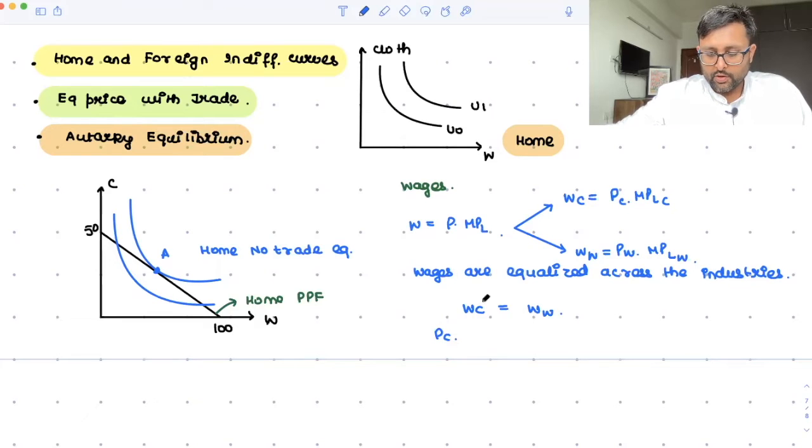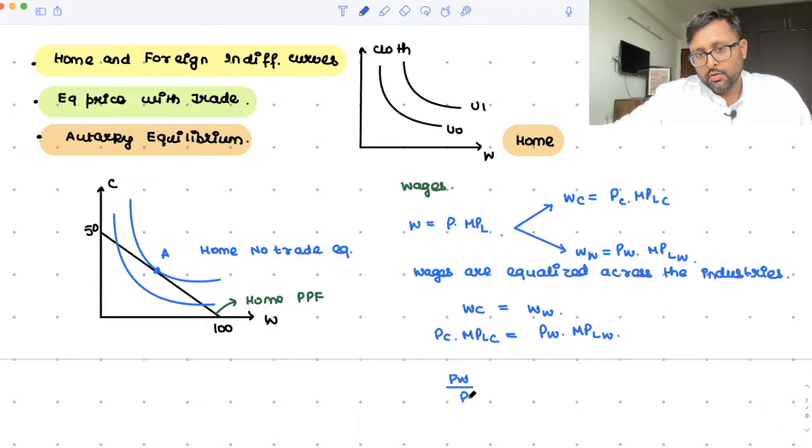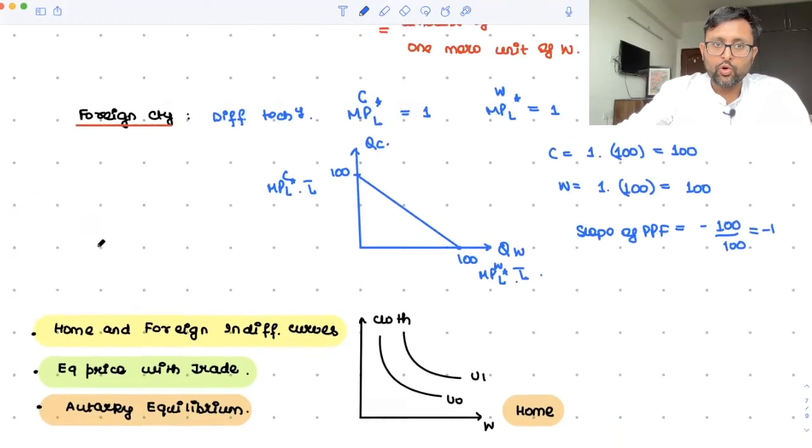So ultimately, what should happen is this. PC into MPLC should be equal to PW into MPLW. So I can write this as PW upon PC equals MPLC upon MPLW. Beta, what is this MPLC upon MPLW? Remember this? This is the slope of the PPF.